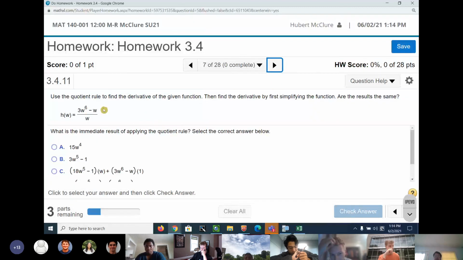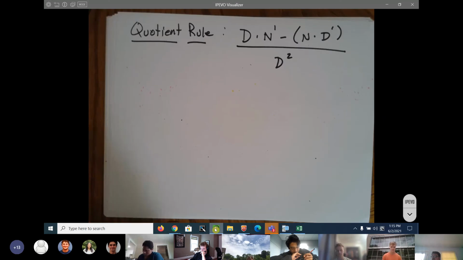All right, let me show you the quotient rule. The quotient rule: denominator times numerator prime minus the numerator times the denominator prime, all over the denominator squared. There's the quotient rule.